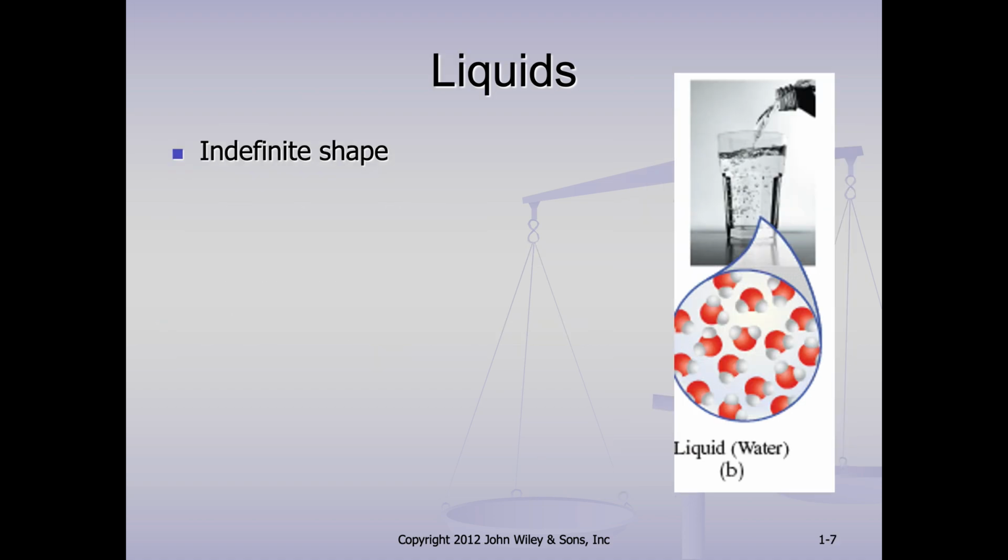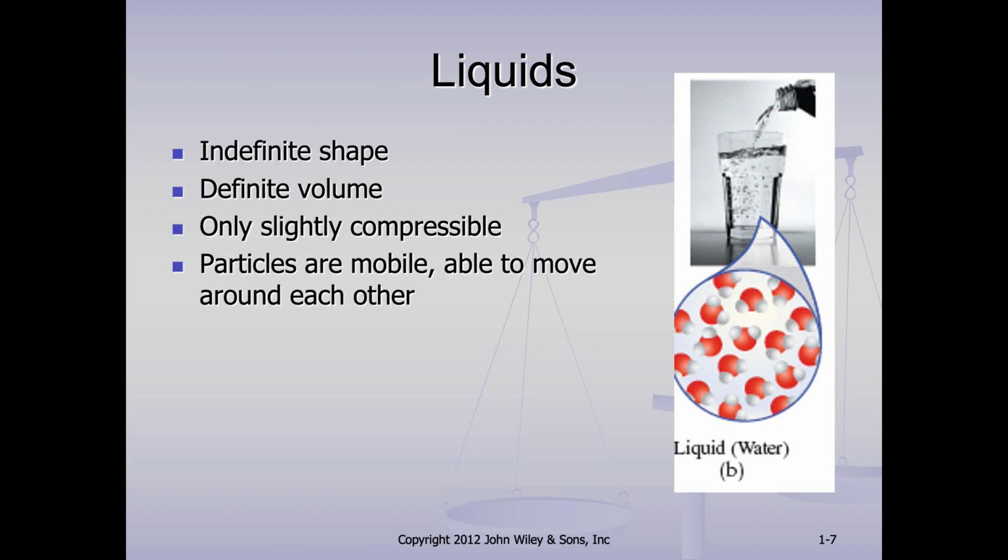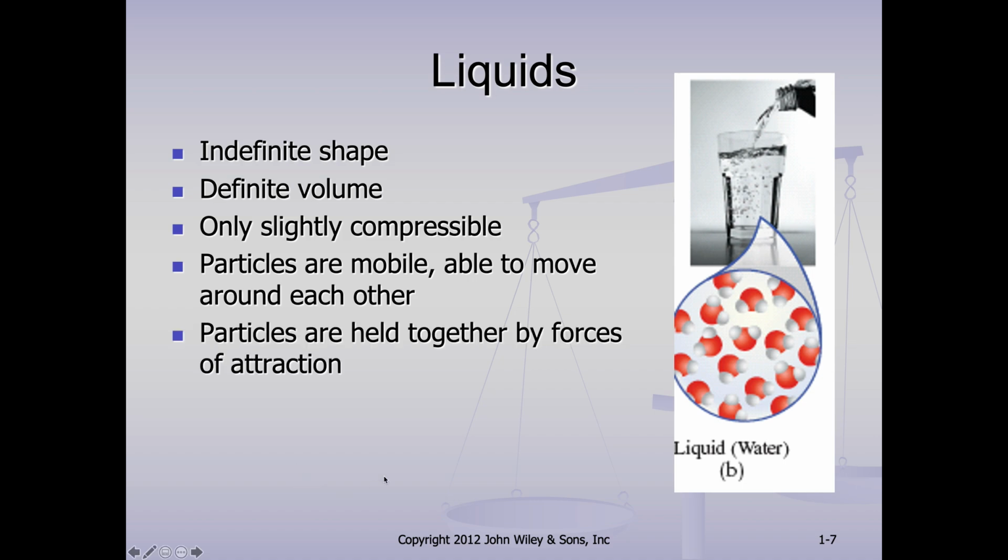Liquids have no definite shape, as we said. I'm doing this more quickly because they have a definite volume, however. They're a tiny bit compressible. You can squish them a little. The particles are free to move, but they are still held together by forces of attraction, which is why they have a definite volume. That's why this liquid particle is not up here.